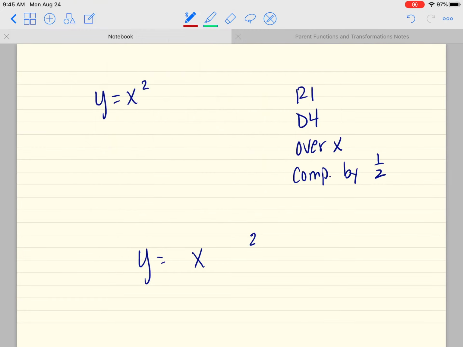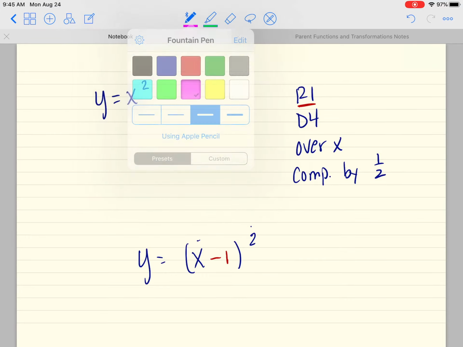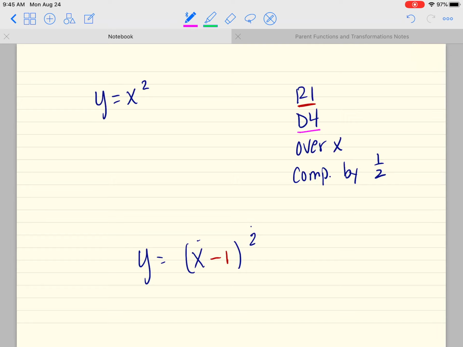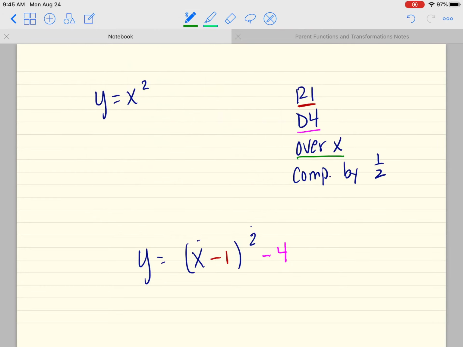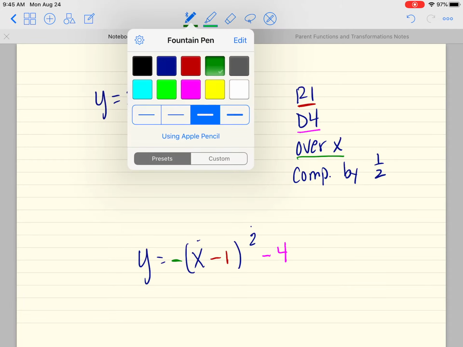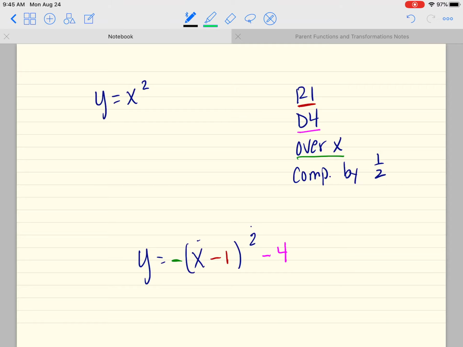Now if I wanted it to go right 1, then I would have to subtract 1 from the x. Okay, so subtracting 1 from the x, where I still have the x squared in there. Now if I wanted to go down 4, then after that function I would have to subtract 4. If I wanted to go over the x-axis, then I'd take my function and multiply by a negative. And then if I want it to be compressed by a half, then in between the negative and the parentheses there, I'd have to put in a factor of a half.